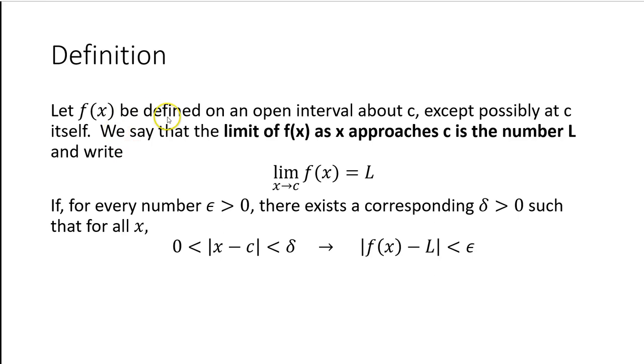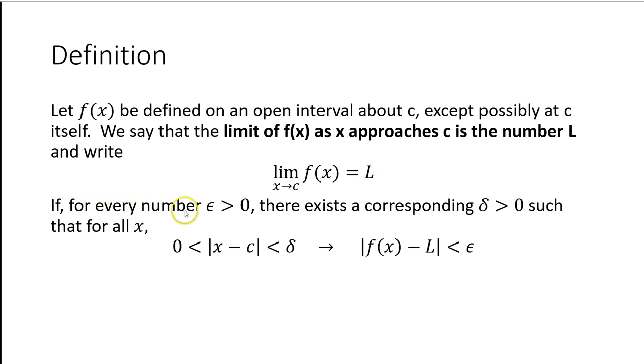Let f of x be defined in an open interval about c, except for possibly at c itself. Again, we're dealing with that open interval about c. We say the limit of f of x as x approaches c is the number L. We write the limit as x goes to c of f of x equals L. This should be very familiar to everybody. We've seen this statement already, and again, there's the familiar c and the L we've been dealing with.